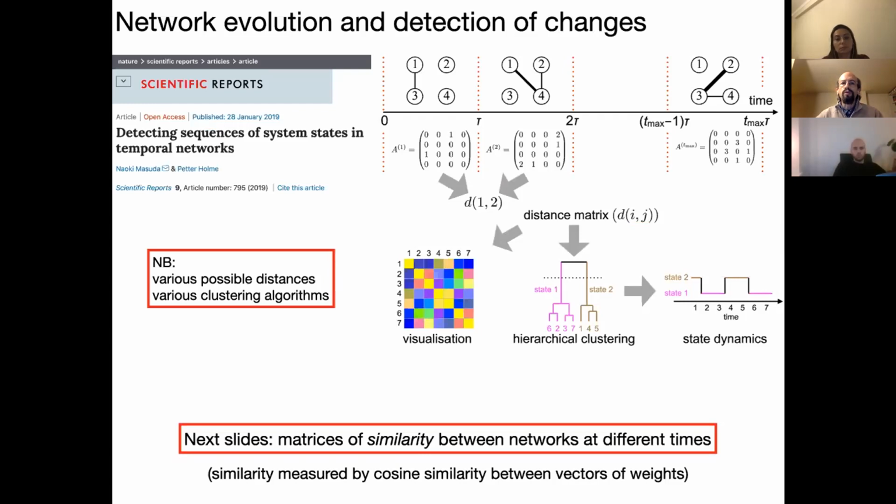And we use a similar framework as the one proposed by Naoki Masuda and Petter Holme, in which basically you look at the distance or the similarity between snapshots of the network at different times. Then you look at the matrix of distances between these snapshots, and you do a clustering that allows you to attribute temporal intervals to states. There are a number of technical choices. We are using matrices of cosine similarity between the networks at different times, and we'll just illustrate what we obtain.